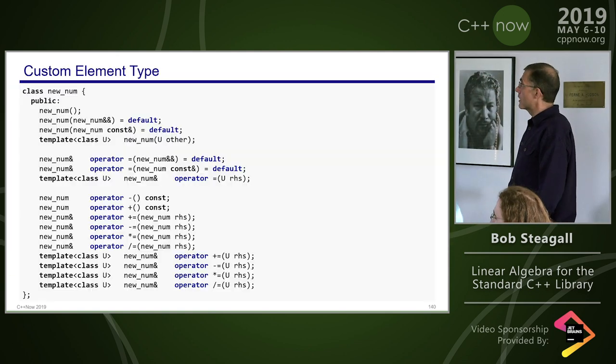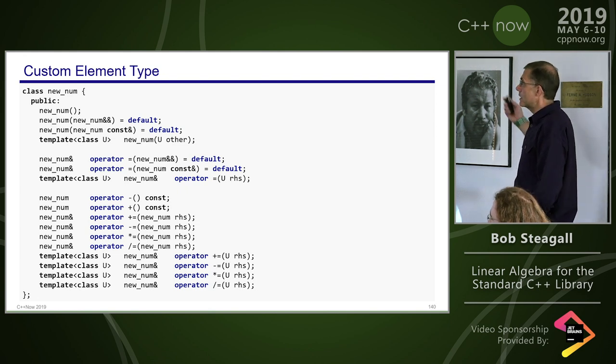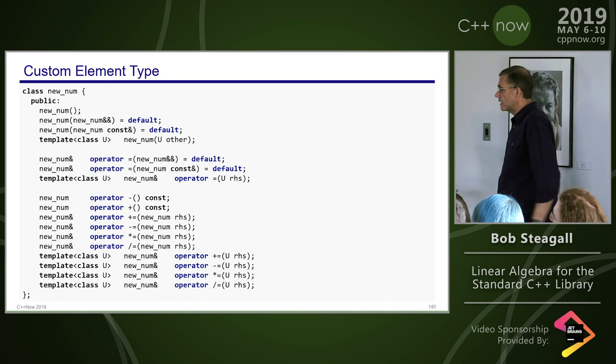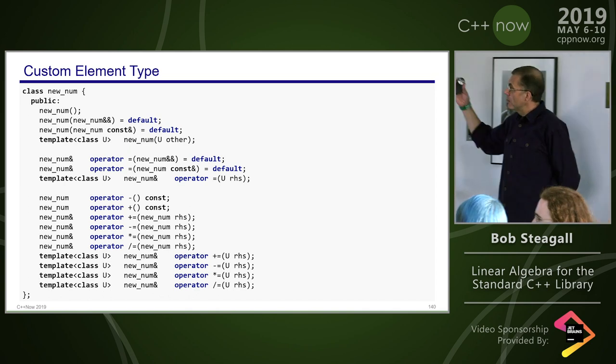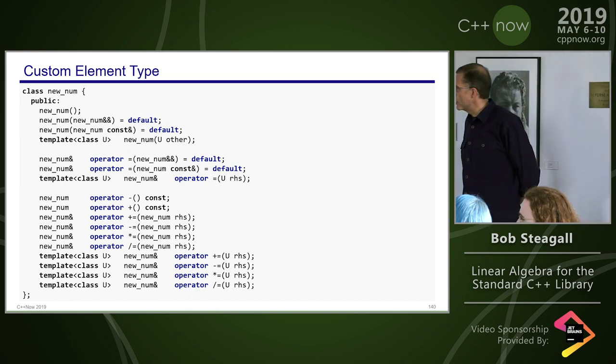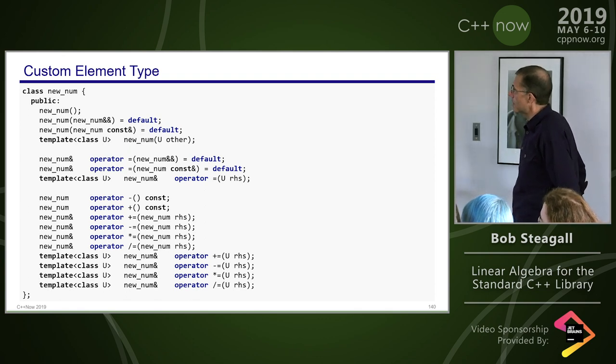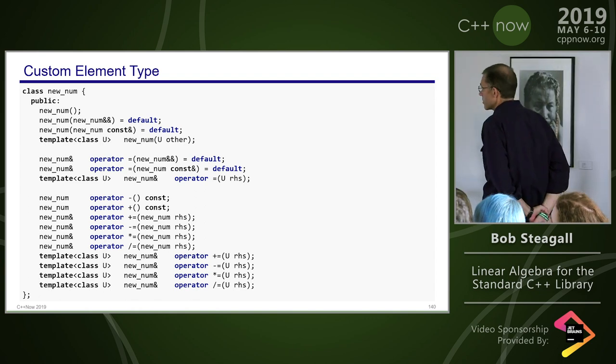But suppose I have a custom element type. I've created a class, newNum. Doesn't matter what it is, but it purports to be a number, right? So I have a nice member function interface with all of the arithmetic operations, the self-assignment operations, and unary negation and addition that you might expect.